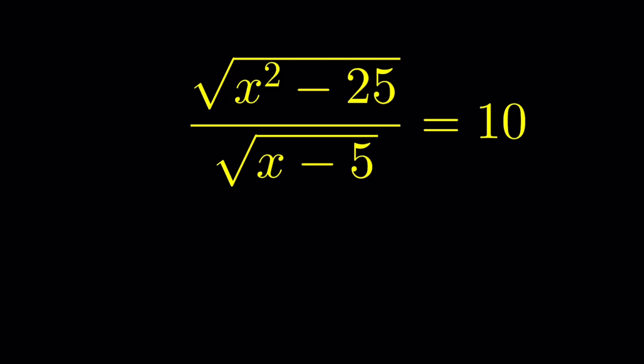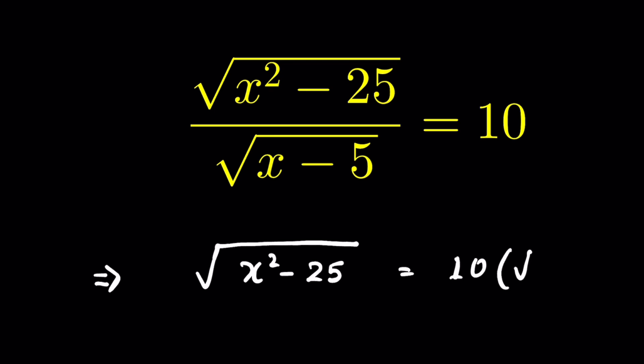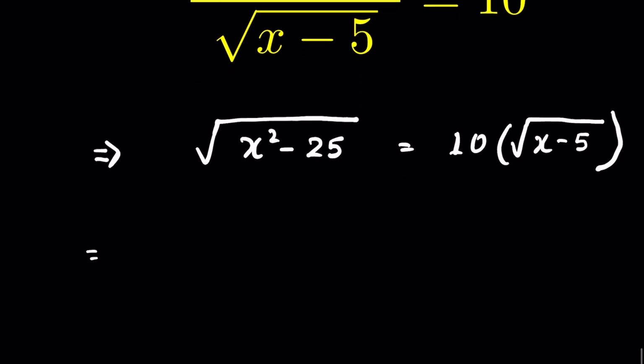√(x² − 25) / √(x − 5) = 10. We have to find the value of x. So let's first cross multiply it. So it will be √(x² − 25) = 10 times √(x − 5). Now to remove the square root, we square both the sides.